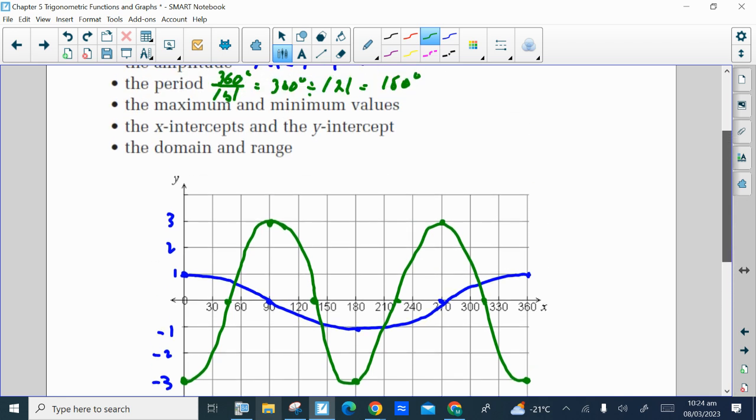So our max and min values are positive 3 and negative 3 respectively.